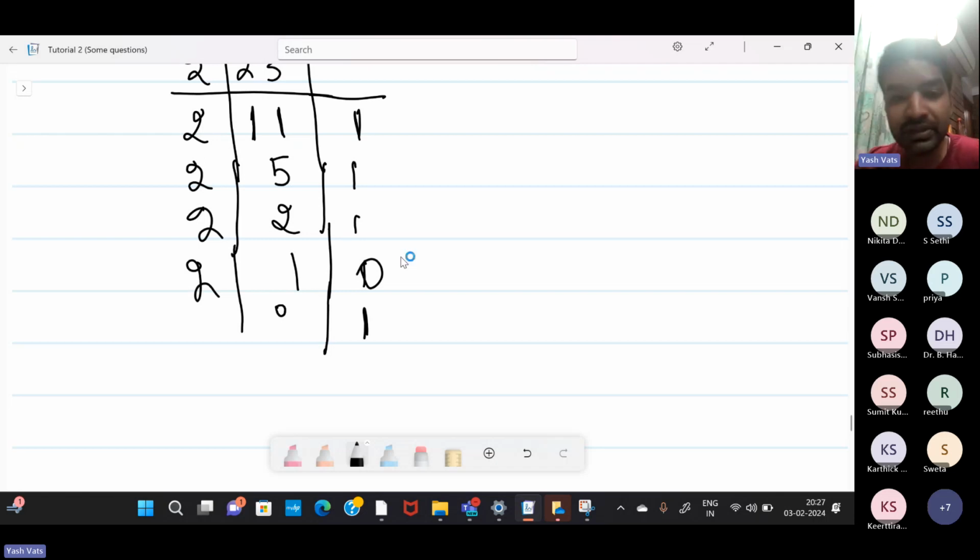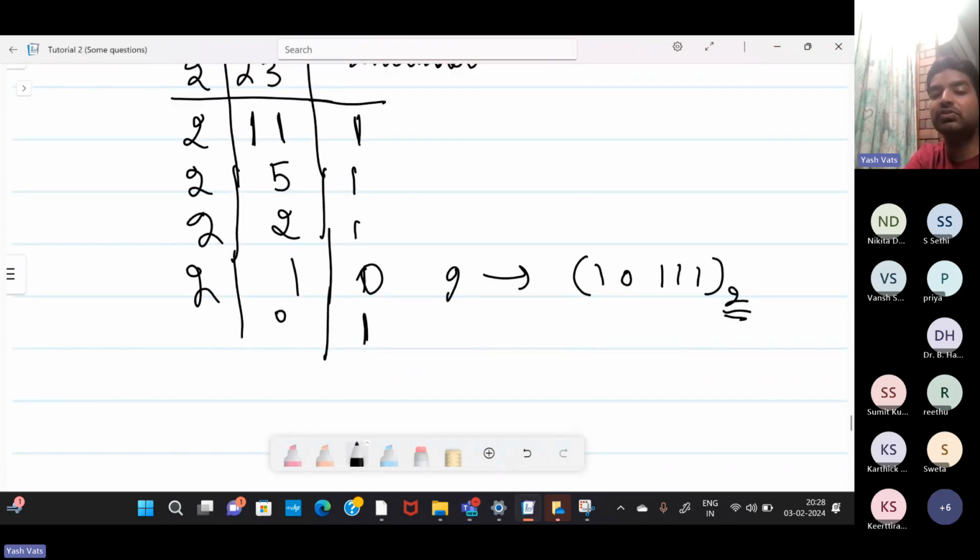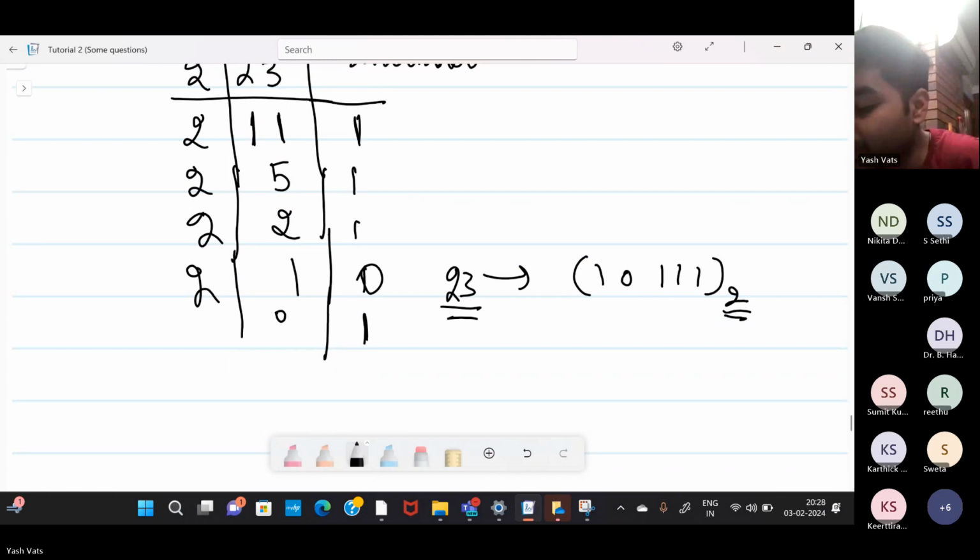So what is the binary representation now? Can anyone tell me, if you have seen the lectures? What should be the binary representation of the number and how to recover it? So it's just 10111. 2 is used for binary because binary means only 2 numbers, 0 and 1. 23 is converted to just 2 numbers, 0 and 1.